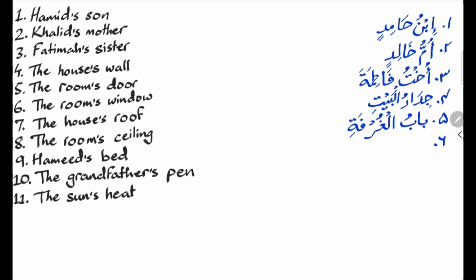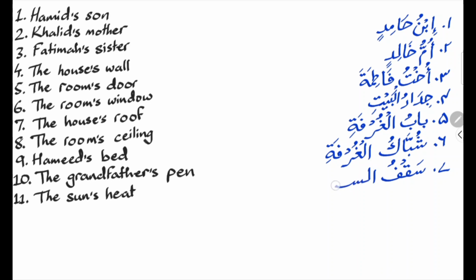Number 6, we have the room's window. Window is mudaf in this case. So window in Arabic is shubbakun. Shubbaku, the room again. Same word as before. Shubbaku al-ghurfati. Number 7 is the house's roof. Roof in Arabic, which is the mudaf, which is going to come first, is saqfun. Saqfu al-bayti, the house. House is mudaf ilayh, it comes after. The house is al-bayti. The reason it's getting a kasra on the ta is because it's a mudaf ilayh.